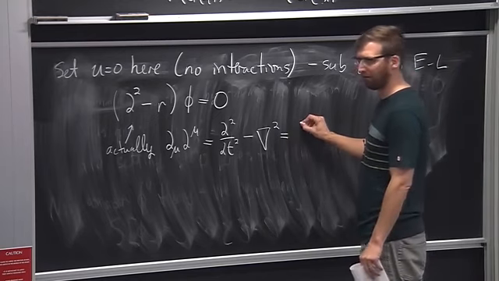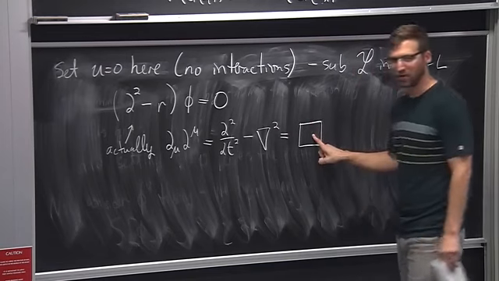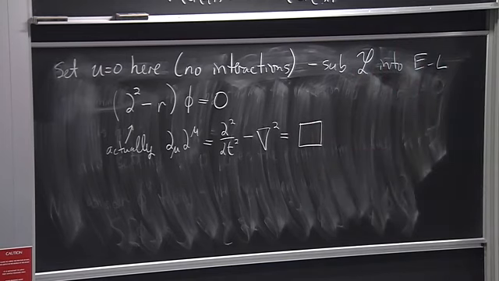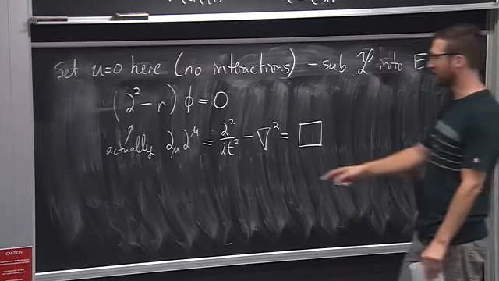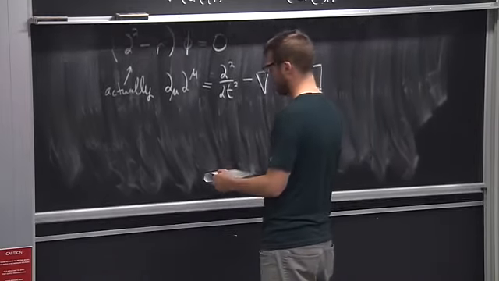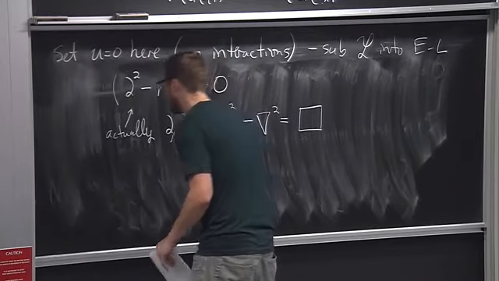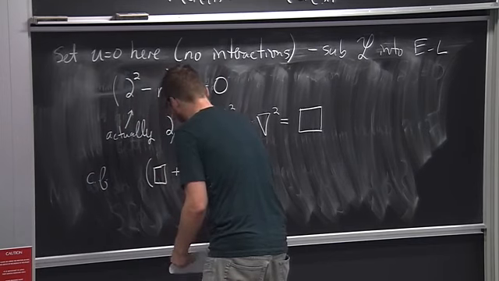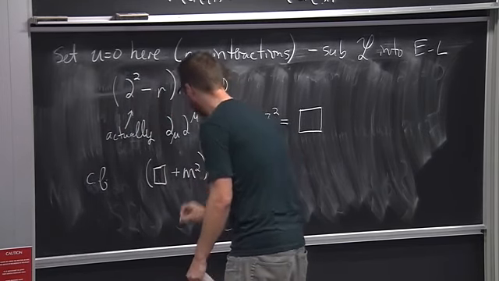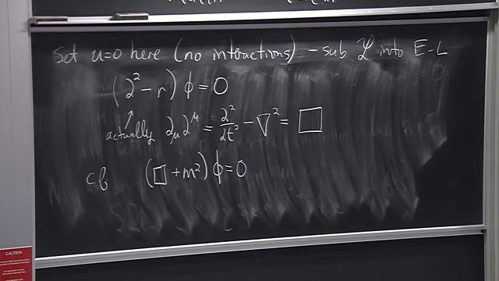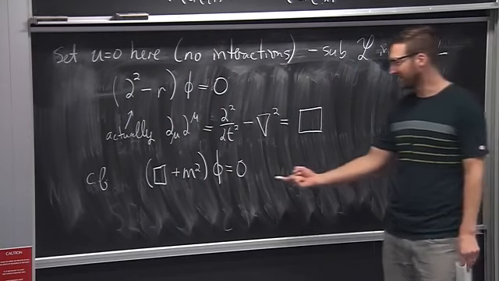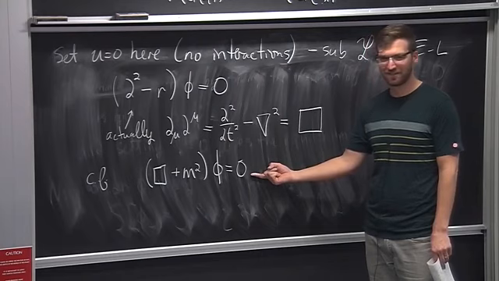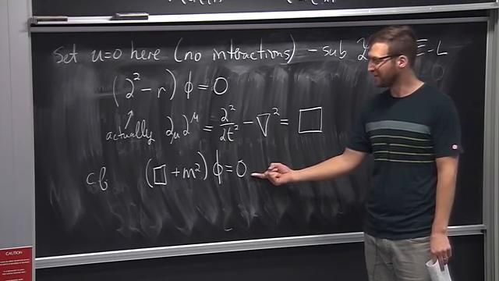And some people call this, what else is this thing called, this box? The box thing, yeah. And so that gives you an equation that's something you should be able to compare directly to. Box plus m squared phi equals 0. What is that? What did I just write there? Klein-Gordon equation. Right, for a free particle of mass m.